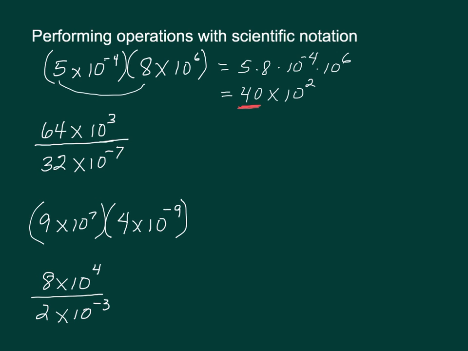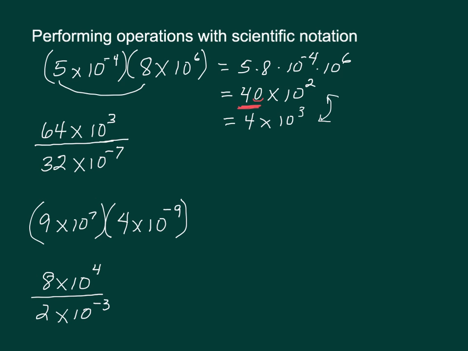We have to move the decimal from where it is back over 1 place to the left to make it a number between 1 and 10. Make that a 4. So we get 4 now times 10 to the 3rd power, and that is in scientific notation. Now look at those two numbers.